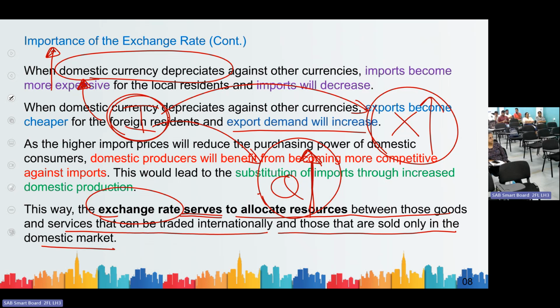This is only one example where we have taken foreign currency depreciation. When foreign currency appreciates, the opposite will happen. Investors will take investments away from these industries, because when domestic currency appreciates, export demand will fall, and the domestic production of domestic industries will decrease. So that will happen when domestic currency appreciates. The opposite of this.